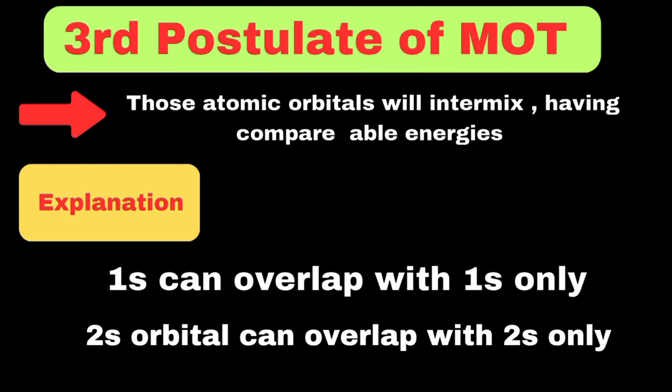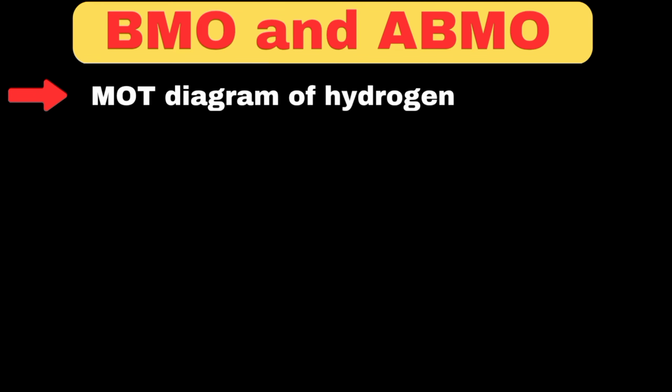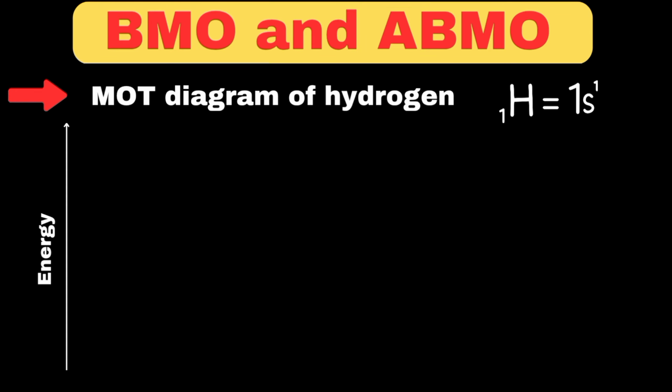Now, we will move towards bonding molecular orbitals and anti-bonding molecular orbitals. To understand this, we will draw the molecular orbital diagram of a hydrogen molecule. As we know, a hydrogen atom has one electron, and it is present in the 1s orbital. So it means that in order to form a bond, these atomic orbitals should intermix.